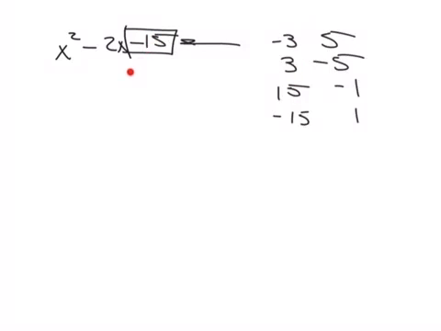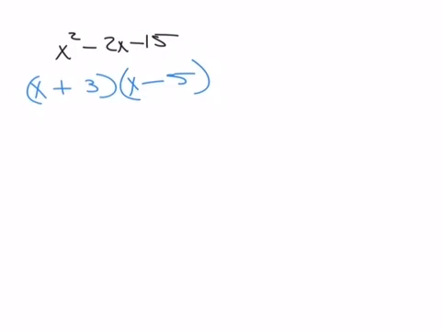And the next step is added, which one gives me a negative 2. Okay, negative 3 plus 5 gives me a positive 2. A 3 plus a negative 5 gives me a negative 2. So that's the one I want. So I'll just put a 3 and a negative 5 there, and I'm done. Okay? So, not too terribly difficult yet. Well, let's keep going.